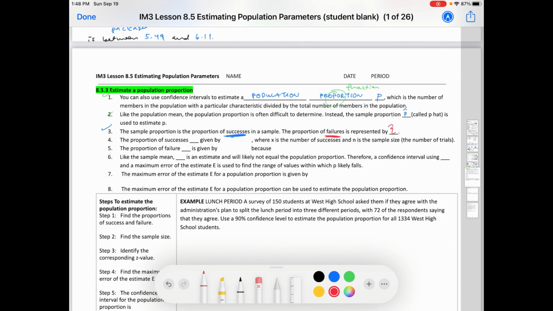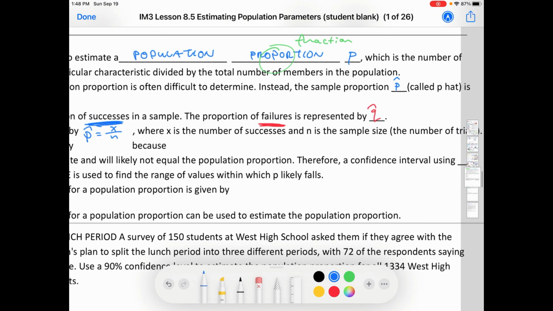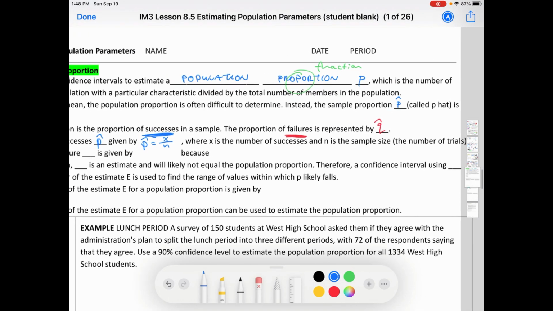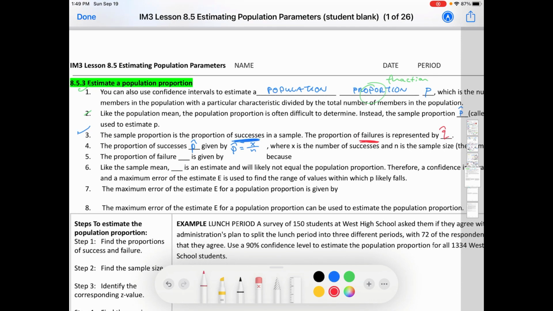The proportion of successes, P hat, is given by P hat is equal to X divided by N, where X is the number of successes and N is the sample size. Basically, it's making it a fraction. That's what we talked about, number of trials. The proportion of failure, which is Q hat, equals 1 minus, pay attention, P hat.